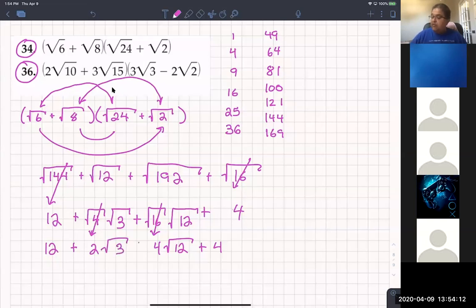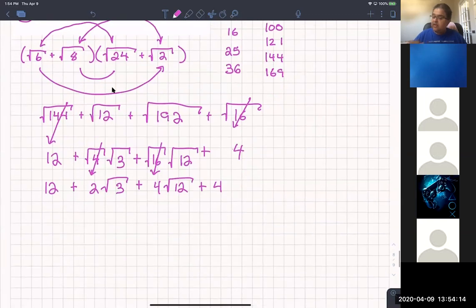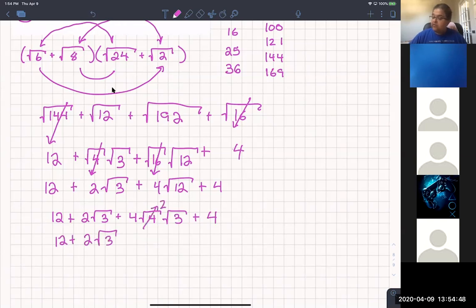Now, is there anything else underneath the square root sign that can be simplified? The 12. And how can I break up the 12? 6 and 2? 3 and 4. 3 and 4 is the one you need. 6 and 2 would not work because neither 6 nor 2 is a perfect square. Remember, you need one factor to be a perfect square. So this becomes a 2.